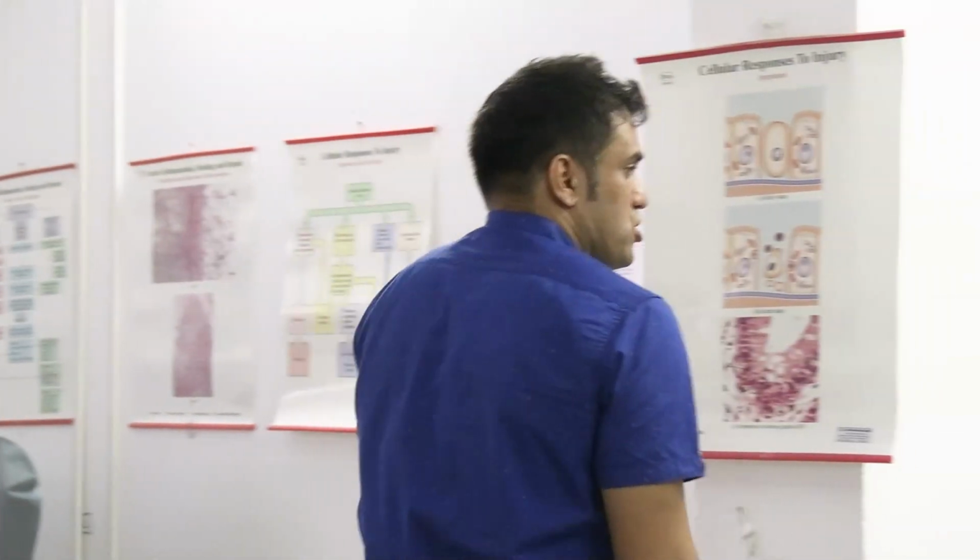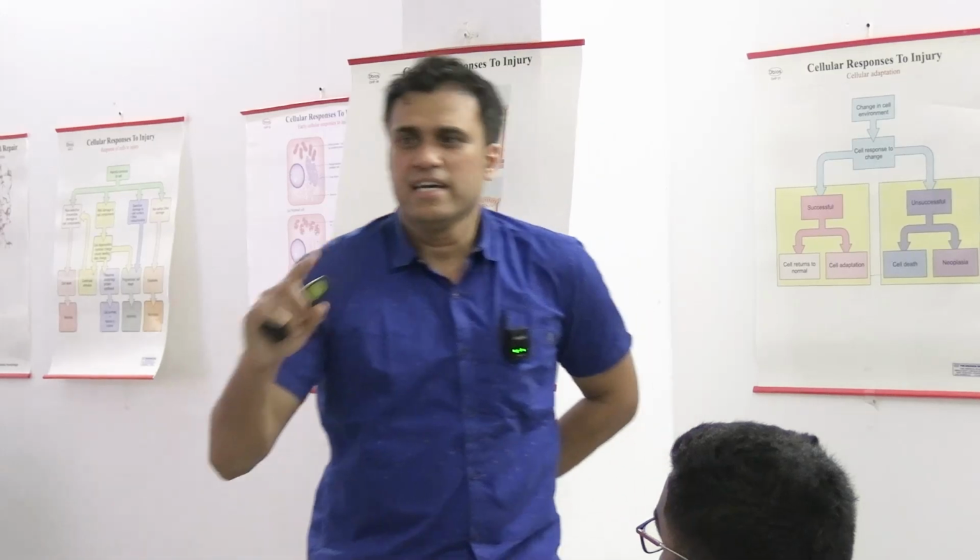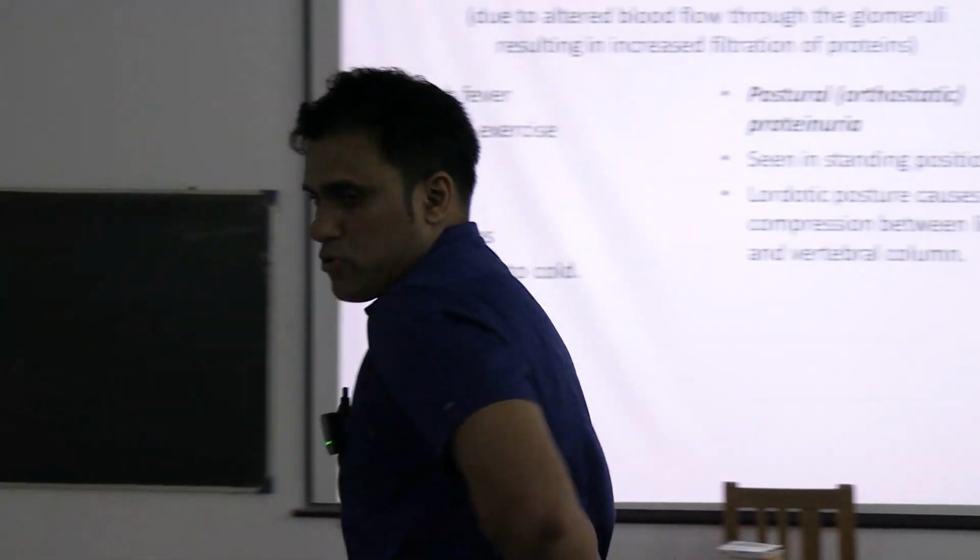And then there is a posture called lordotic posture. What is a lordotic posture? Something like this. There is flexion of the spine and all. I'm not very sure, you from anatomy should be telling. So in lordotic posture, basically there is inferior vena cava compression between the spinal cord and the liver. In lordotic posture, there is a position like this.